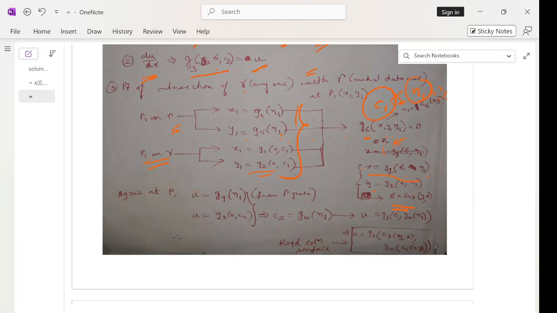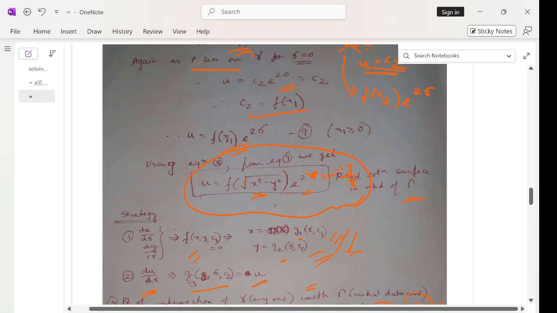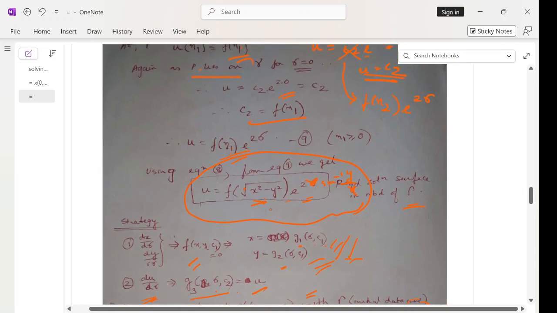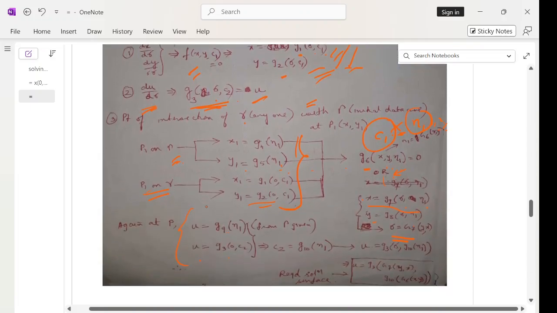Now let us come to the u part of the information. u is equal to some function of eta 1 at the point P, because it is on gamma, where the initial data was given to us. Let me call it the g9 function. I am naming the function as g9 of eta 1. And again u is g3(0, c2). We have already put that here, so in place of sigma you put 0, so g3(0, c2).